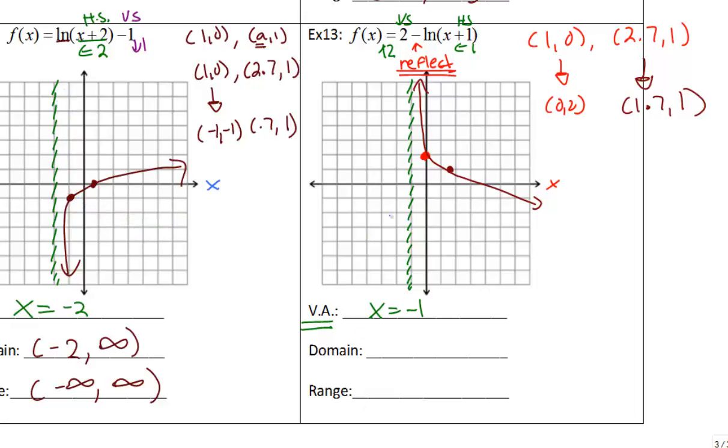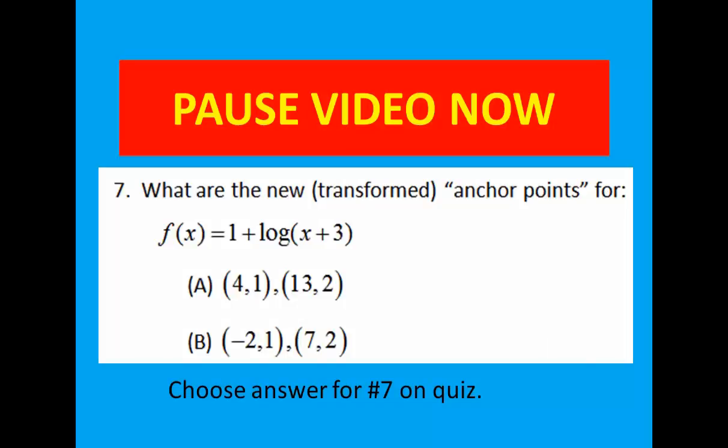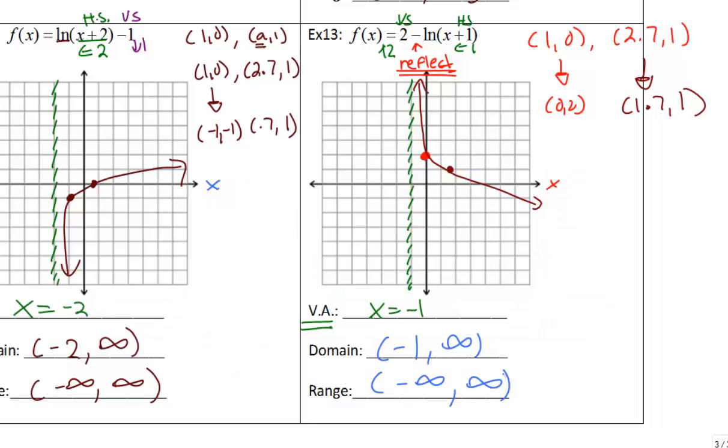What's the domain? The furthest left I want to go is negative 1, so negative 1 to positive infinity. And then my range, well, the bottom's an arrow and the top is an arrow, so I say negative infinity to positive infinity. Well, that's it for logarithmic functions.